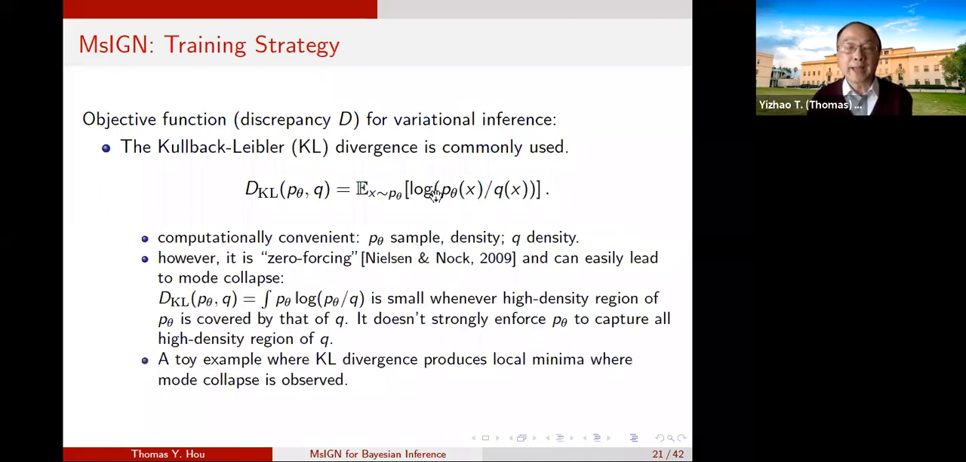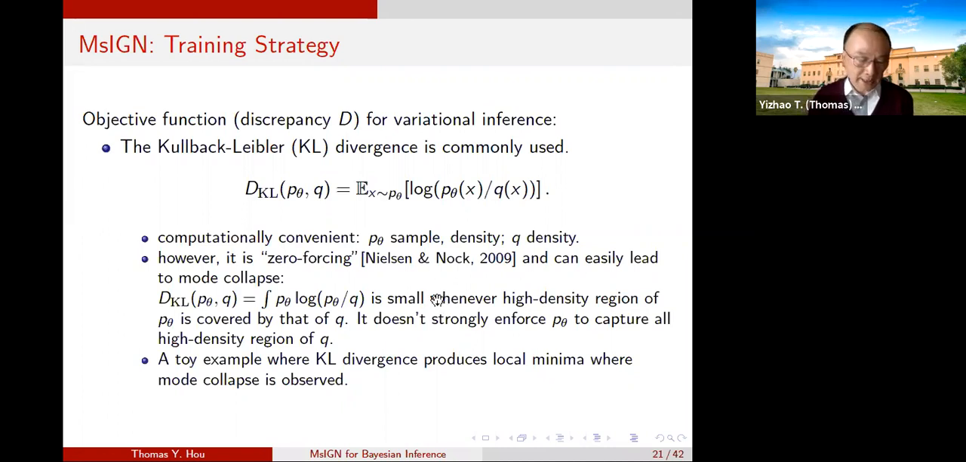However, it suffered from the mode collapsing issue that we found, which is not good. The reason is that the KL divergence would be happy if you find one single mode, as long as the important high density region of P theta is covered by the important region of Q, then this is small. So then it's happy and it stops the training, right? It's not going to look for another high density region, right?